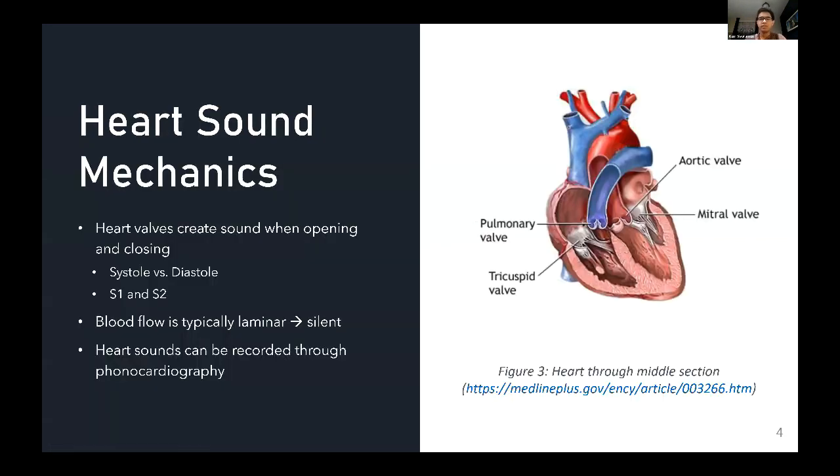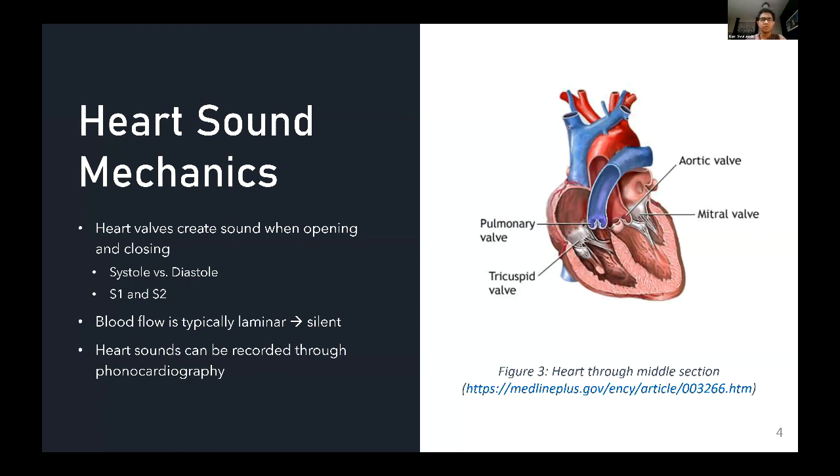Heart sounds are created basically when the valves of the heart open and close. So in the cardiac cycle, there are two main portions. There's what is known as systole, which is the pumping of blood out of the heart, and then there's diastole, which is the filling of the heart. These systole and diastole can be seen as two major sounds in a PCG recording. These peak sounds are known as S1 and S2.